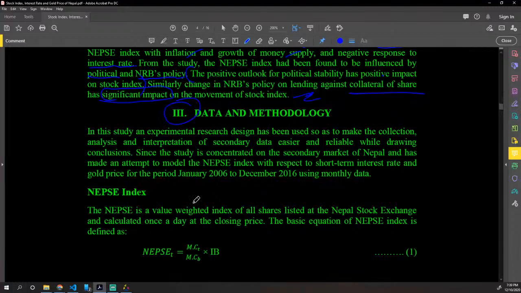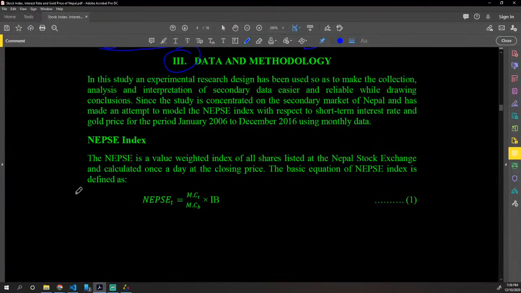Data and method: in this study an experimental research design has been used so as to make the collection, analysis and interpretation of secondary data easier and to draw conclusions. Since the study is concerned with the secondary market of Nepal, it has made an attempt to model the NEPSE index with respect to short-term interest rate and gold prices for the period of January 2006 to December 2006 using monthly data. I made an attempt to model the NEPSE index with respect to short-term interest rate and gold prices.